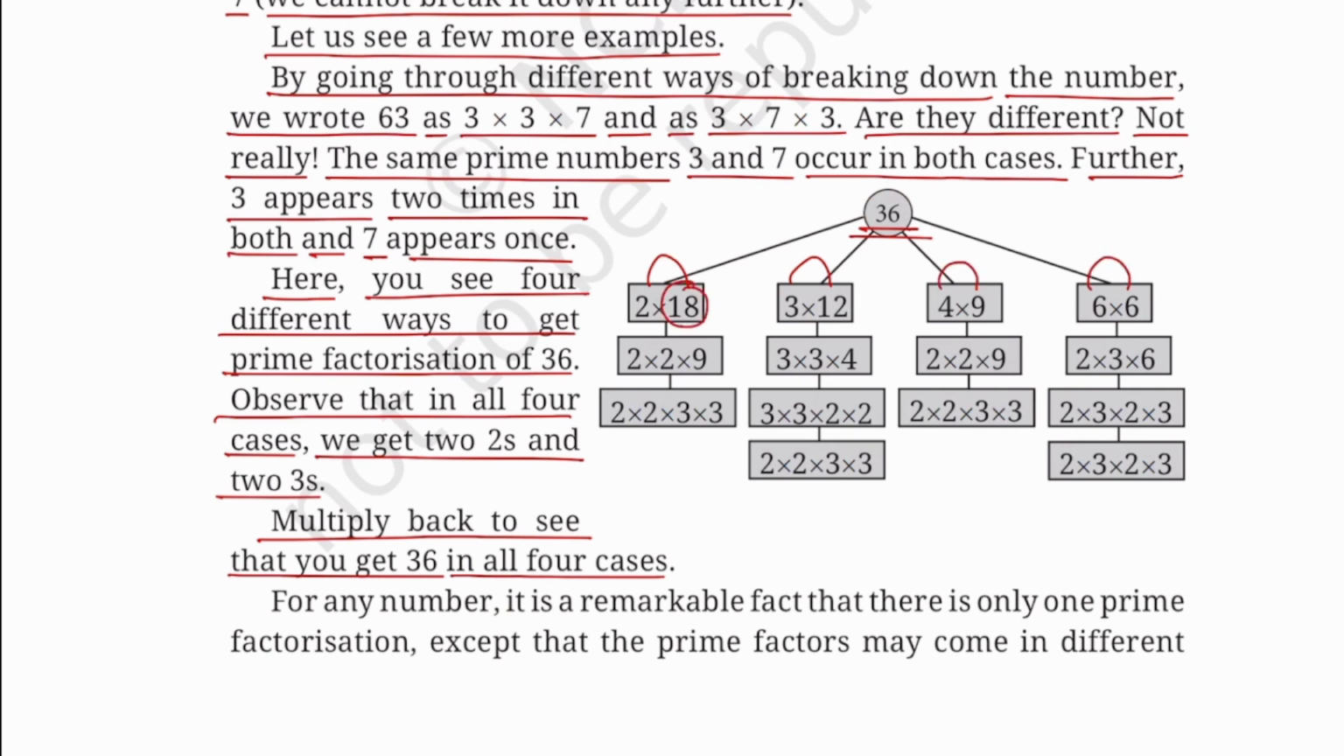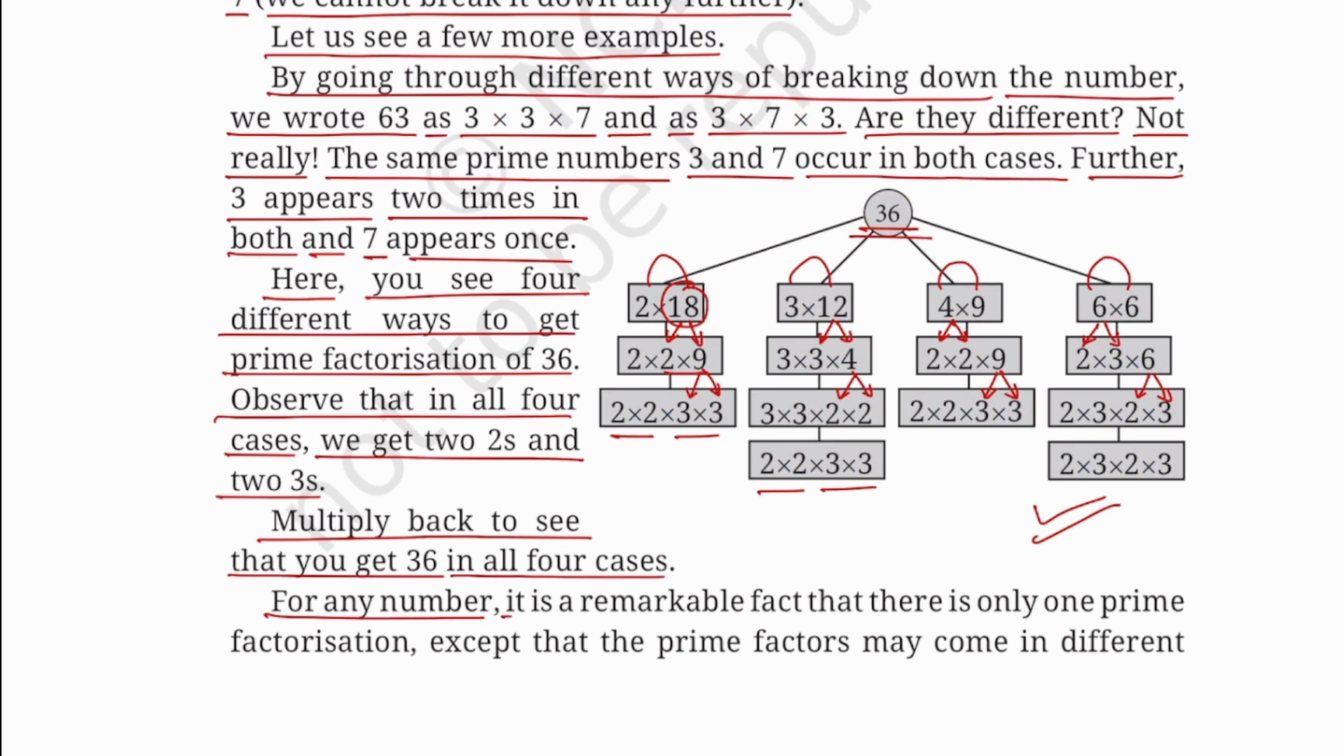Again 18 has been broken down into 2 into 9, then 9 into 3 into 3. Similarly 12, 3 into 4, then 4, 2 into 2. Similarly here 4, 2 into 2, here 9, 3 into 3. Similarly 6, 2 into 3, 6, 2 into 3 here. You are getting 2 2's and 2 3's in all the 4 cases.